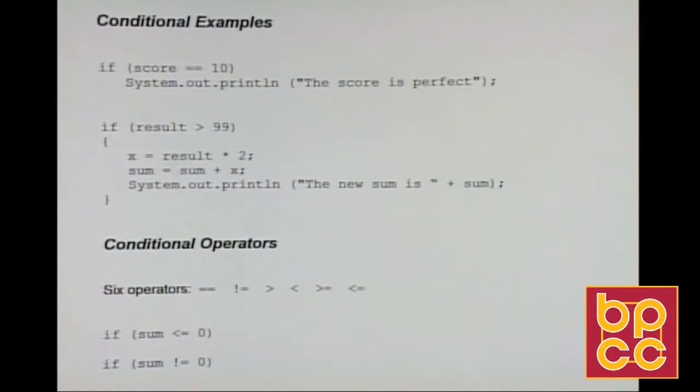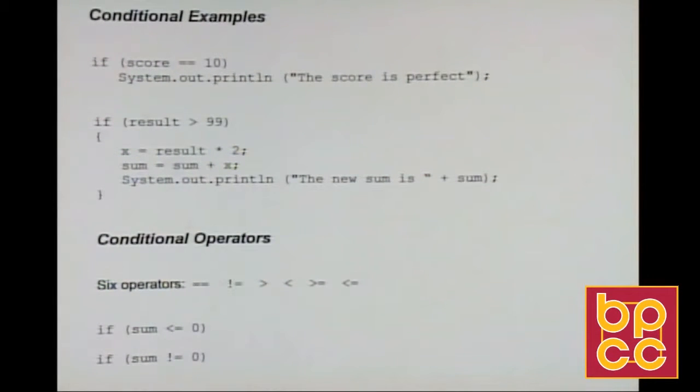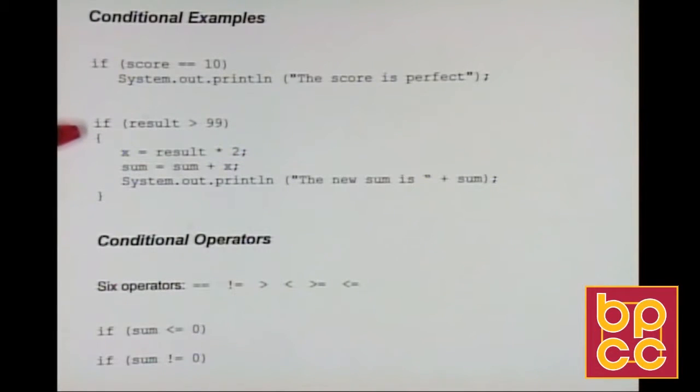Starting out, here's just a couple of simple examples of if conditions in Java code. First of all, if score equals 10, then we're going to perform this command here, which is going to be a print. And then below this is an example where we're doing a condition with a block of code rather than just a single line. The big difference is the little curly braces right here.